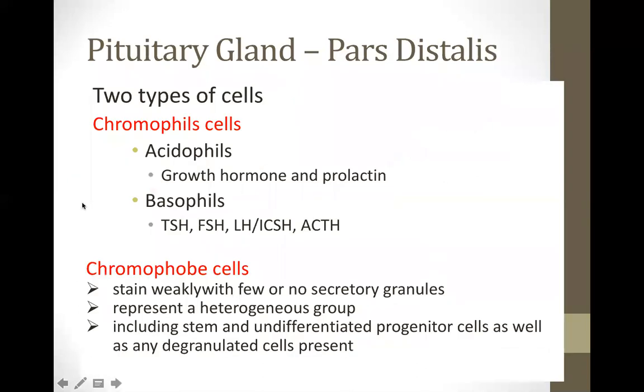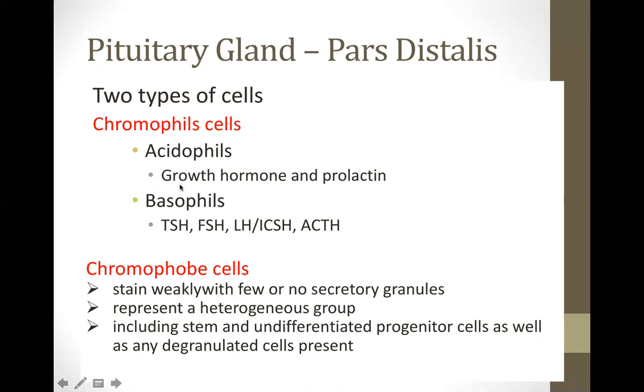Okay, so as I mentioned, the pars distalis makes up the majority, or 70%, of the anterior pituitary gland. We have two types of cells found in the pars distalis: the chromophils and the chromophobe cells. Let's start with the chromophil. So ano ibig sabihin class ng chromophil? They have an affinity to dyes, so to acid dye and basic dye.